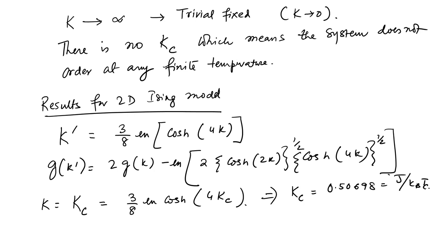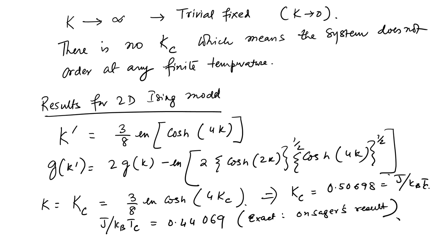Okay. So J by KTc agrees well with Onsager's result. So J by KTc equal to 0.440669, and you also get 0.50698, which is exact Onsager's result. Okay. So, which means that in the 2D Ising model there will be an ordering, and there will be no ordering in the 1D Ising model, as the flow goes all the way from 0 to infinity. There is no finite temperature at which there could be a ferromagnetic ordering in the 1D Ising model. However, it does in 2D.